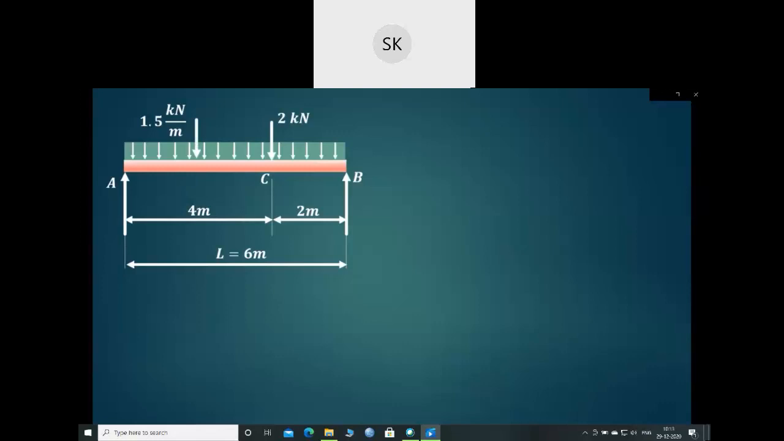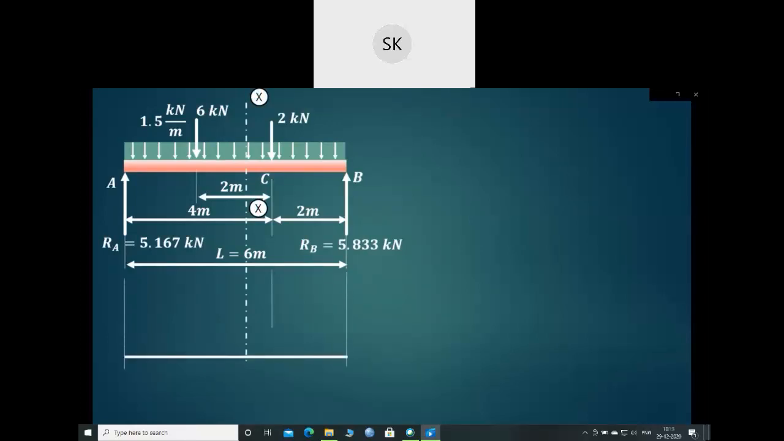First we'll convert this UDL of 1.5 kilonewton per meter between A and C. The distance is 4, so 1.5 into 4, so that will be a 6 kilonewton load acting at the center of 4 meter, that is 2 meter. Section XX, where the bending moment we have already calculated. Now we'll start with the remaining bending moments. The bending moments at the ends are 0. So bending moment at A will be 0. Similarly, bending moment at B will also be 0.